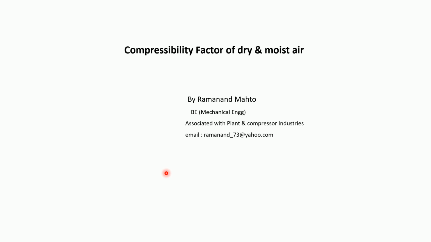The main purpose of today's discussion is to know how to calculate the compressibility factor of dry and moist air. Although there are various methods available for calculation of compressibility factor, in this lecture I will use the Peng-Robinson equation for calculation of compressibility factor. So let's start the discussion.